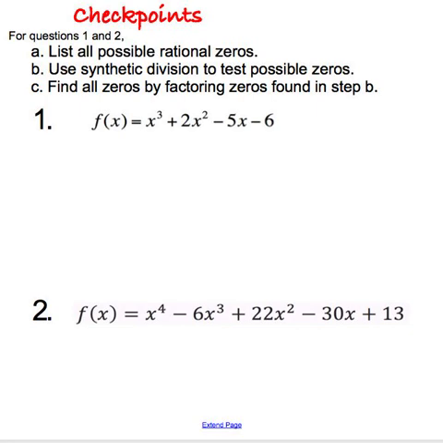Okay, in this video we're going to just explain some of these checkpoints. So if you're struggling with any of these from the problems that you did last night, this is hopefully going to help clear some things up. So the first step, part A, wants us to list all possible rational zeros.